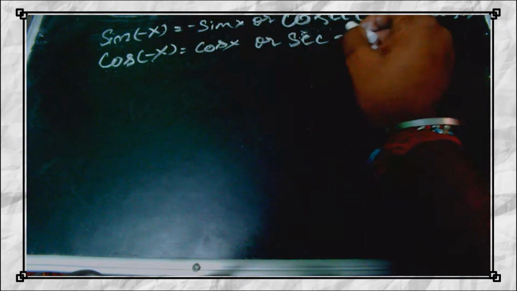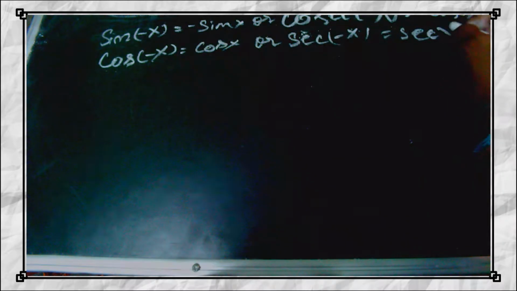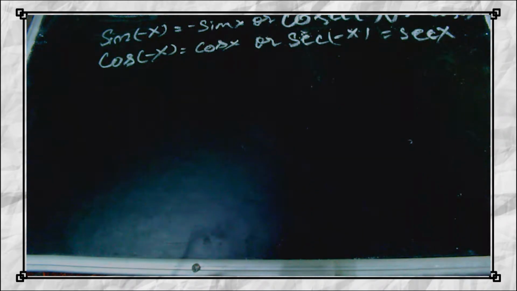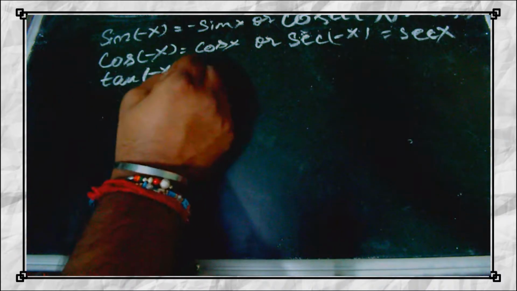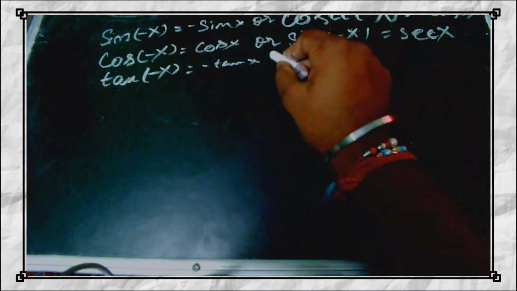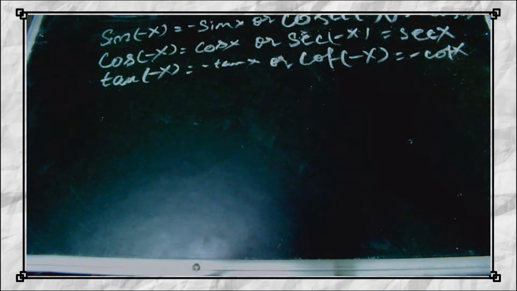Next we will talk about the value of cos of minus x. So cos of minus x equals cos x, and sec of minus x will be equal to sec x. The reason is the same, because sec x is the reciprocal of cos x. Now tan of minus x equals minus tan x, and cot of minus x equals minus cot x. These were some fundamental values of trigonometric ratios at their negative angles.